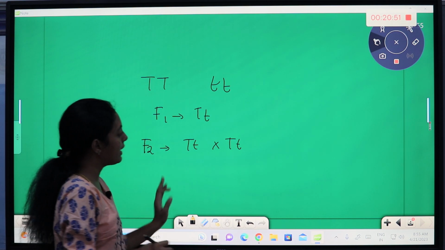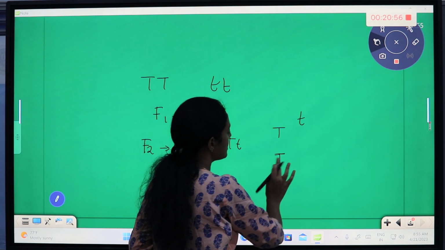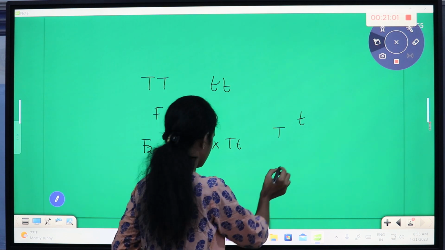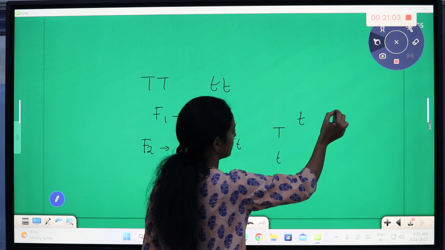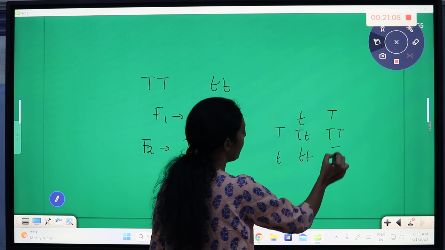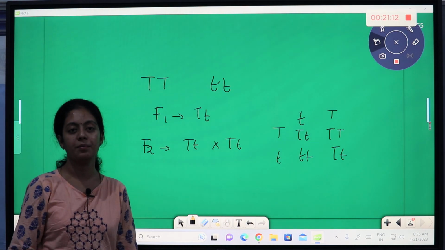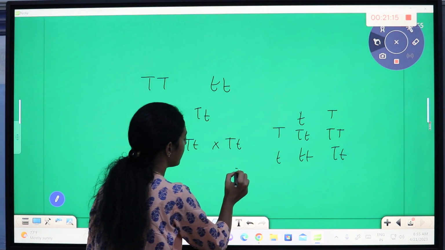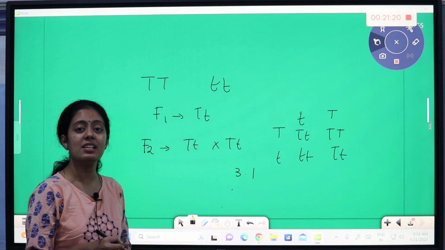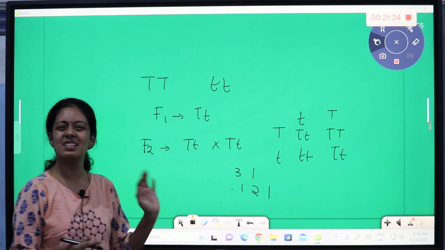Okay, so for writing this we will put a small cross called the Punnett square. Okay, we call this the Punnett square or checkerboard. What do you see here? What is the ratio of tall and dwarf plants? 3:1. Okay, what is the genotypic? This is the phenotypic ratio. What is the genotypic ratio? 1:2:1. Right? This is very simple.